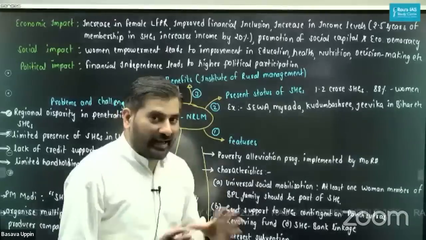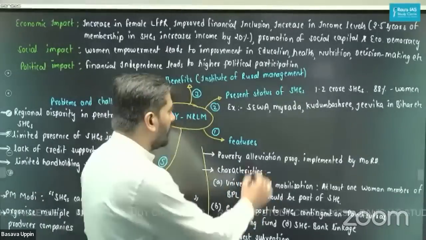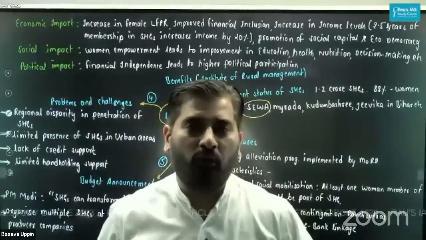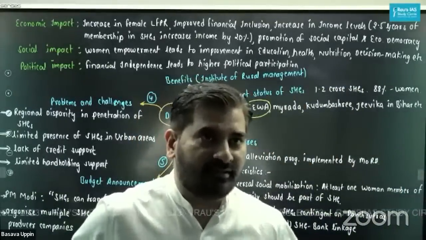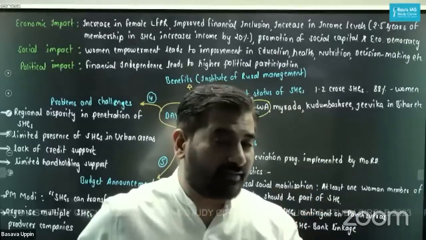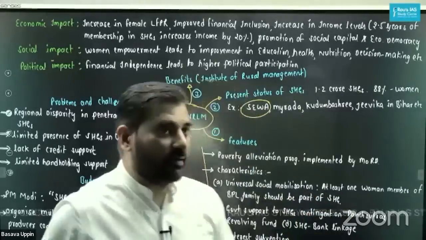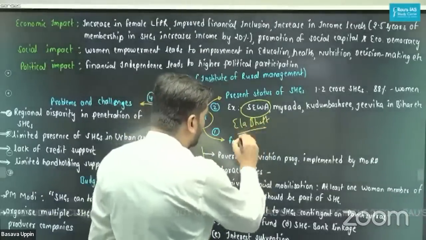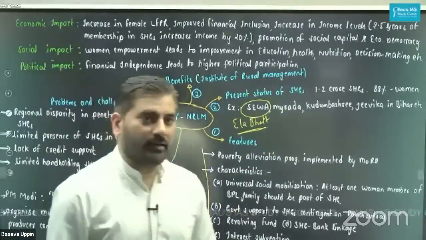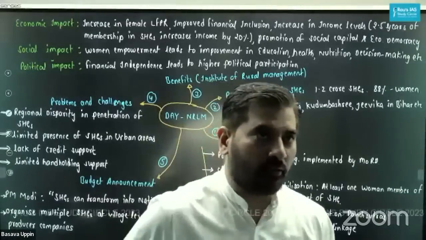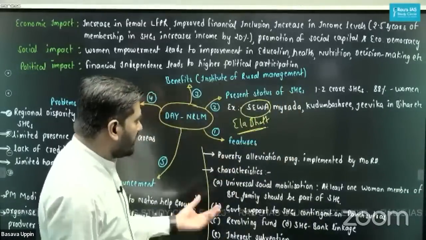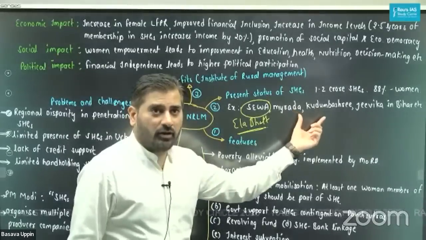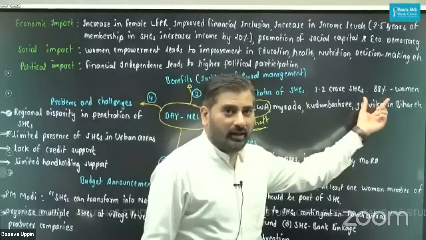Some of the best examples of SHGs that we have across India: one is SEWA. You must have heard about an SHG called the Self-Employed Women's Association. This SEWA is very important because this was the one which started the SHG movement in India. This SEWA was headed by a person who is quite famous. Her name is Ila Bhatt. She started SEWA, the Self-Employed Women's Association. And then we have other famous SHGs such as Mysore in Karnataka, Kudumbashree, I hope you must have heard of. It's from Kerala. Then Jeevika in Bihar.